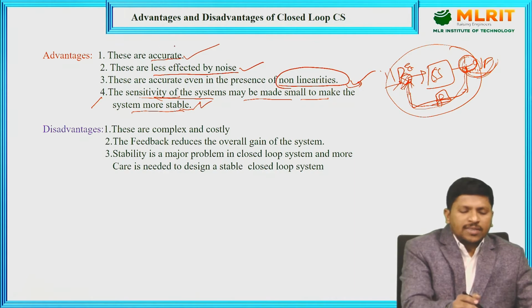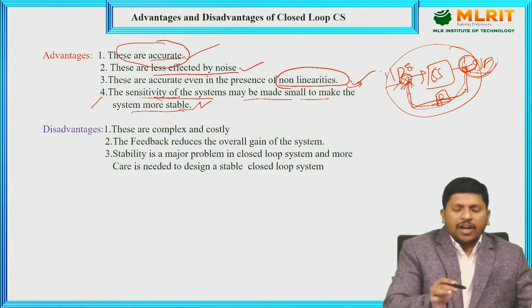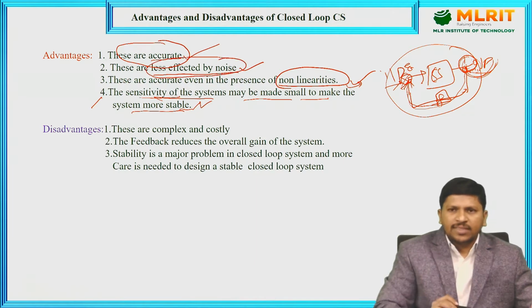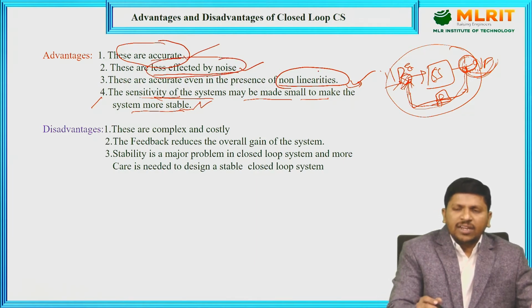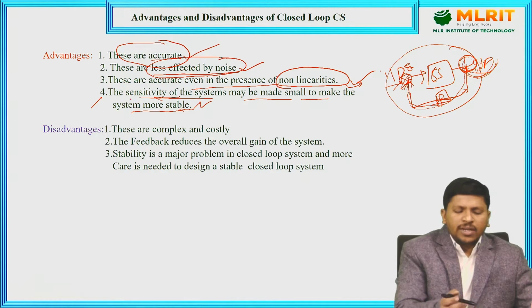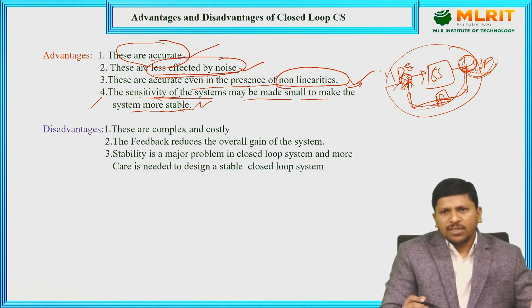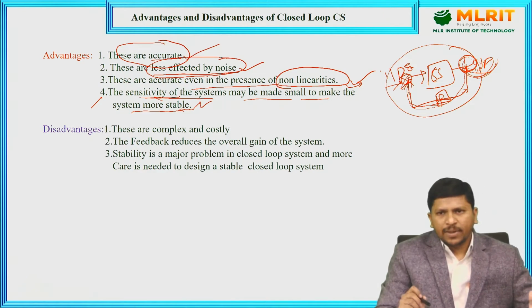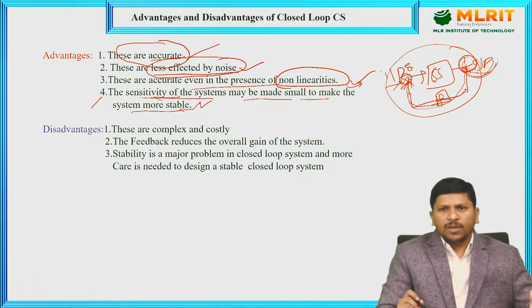The first one is that it produces accurate outputs, and closed loop control systems are less affected by noise. Even when non-linear systems are present, the closed loop control systems produce accurate output. Next, for more stable systems, we get the sensitivity less or small. These four are the main advantages of closed loop control system.